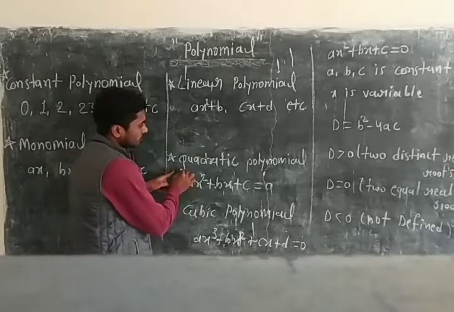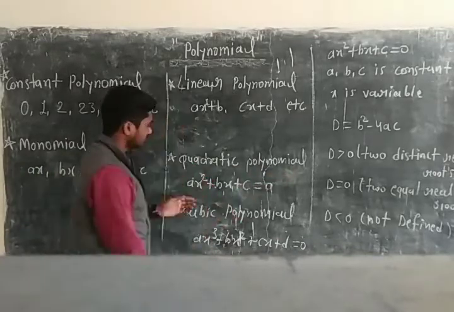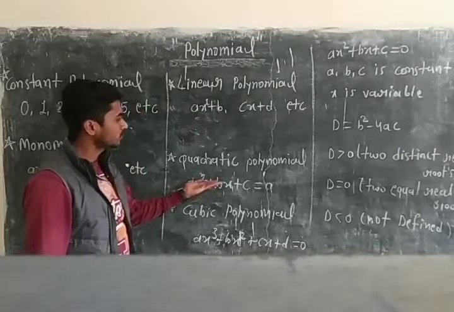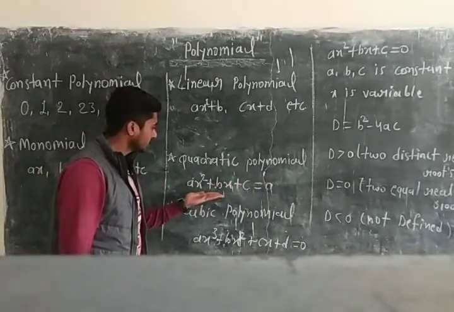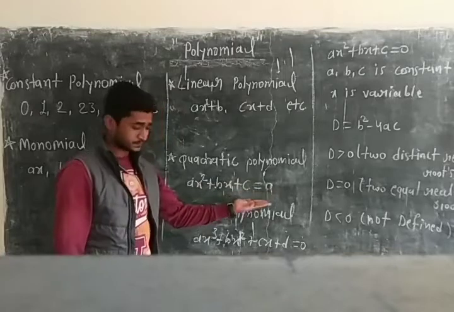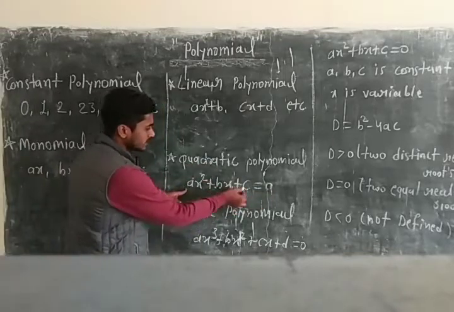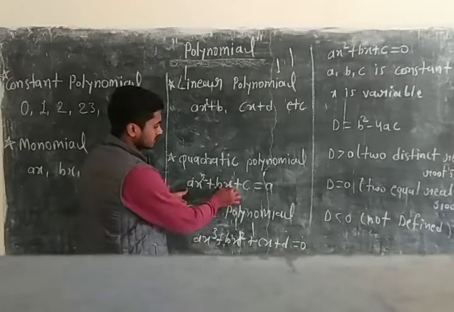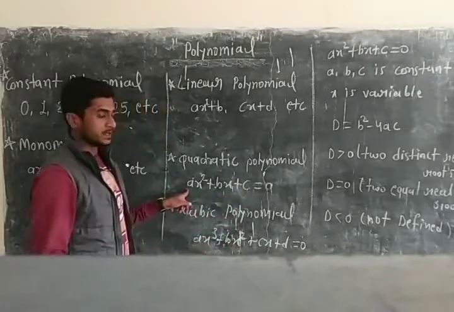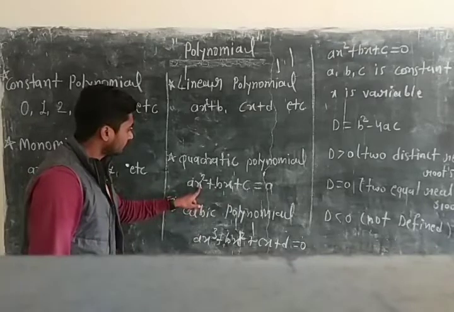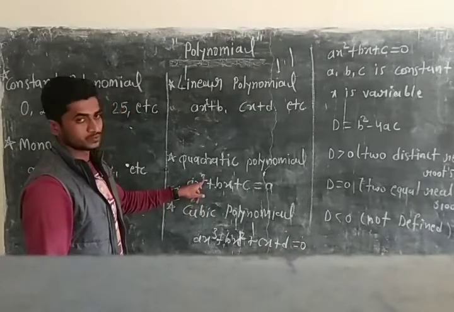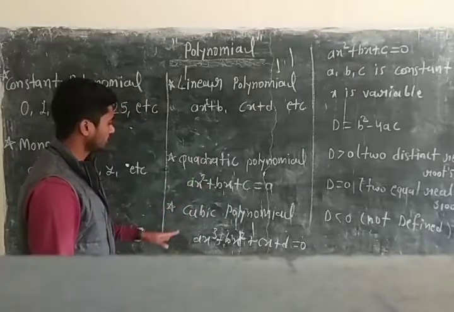Now we are talking about the quadratic polynomial. Over there you can see the standard form of a quadratic polynomial: ax square plus bx plus c equal to 0. Here a, b, c are constants and x is the variable. Here you can see the highest power of the variable is 2. That's why it is known as a quadratic polynomial.